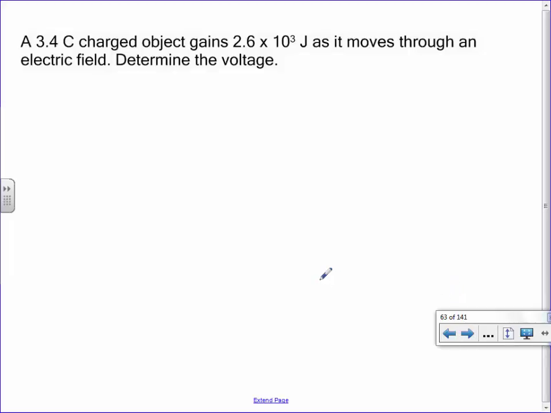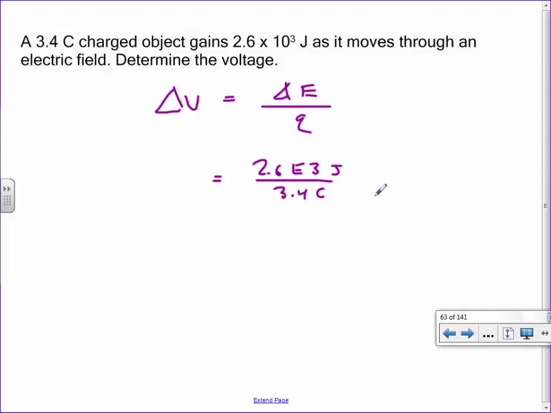So here's the formula I just gave you. Your change in voltage, not a vector, is equal to your change in energy, still not a vector, divided by its charge. So it gains 2.6 times 10 to the 3 joules, and that happened to a 3.4 Coulomb object. Just divide the two numbers. It's as hard as it gets.